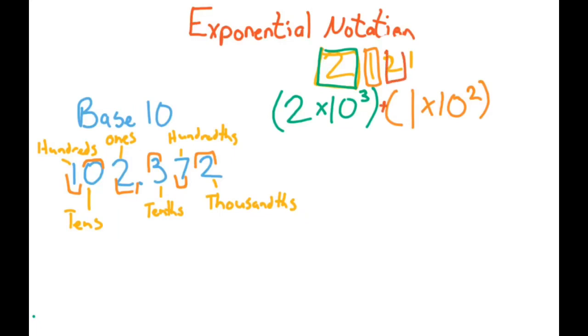Now let's go to the 10 spot. So how many tens do we have in this number? 2, that's right. So it'd be 2 times 10 to the, how many zeros are there in 10? That's right, 1. So our exponent is 1. What is 10 to the first power also known as? If you said 10, you would be correct.